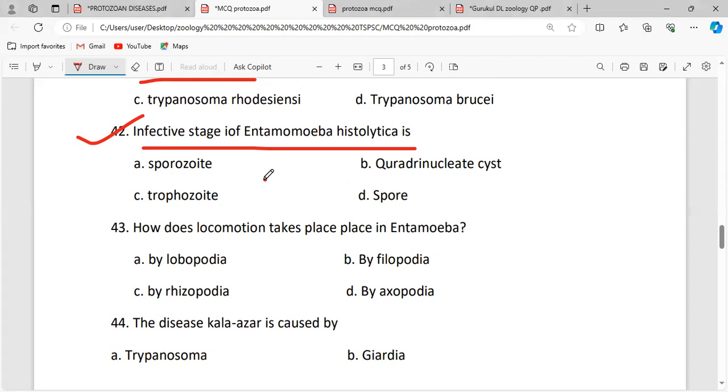Don't confuse the infective stage of Entamoeba histolytica with the infective stage of the malarial parasite, Plasmodium. The infective stage of Entamoeba histolytica is the trophozoite. Sporozoite is the infective stage of the protozoan disease malaria. Now I have explained malaria: the sporozoite is transmitted from the salivary glands of the mosquito to the liver cells of the human. The question asked about Entamoeba histolytica, so the answer will be the trophozoite. So you have to revise the protozoan diseases right from the beginning.